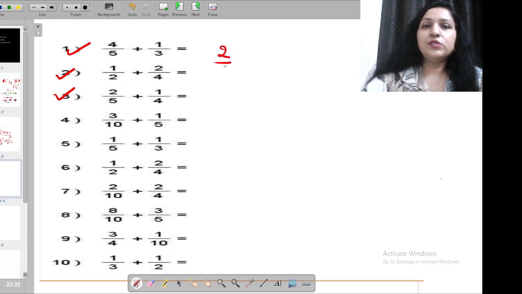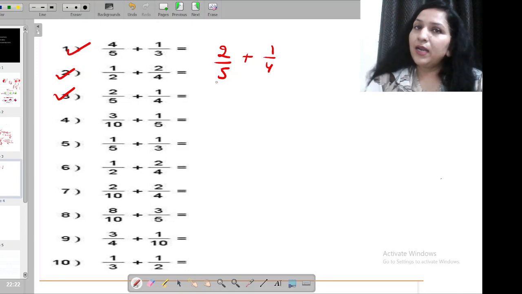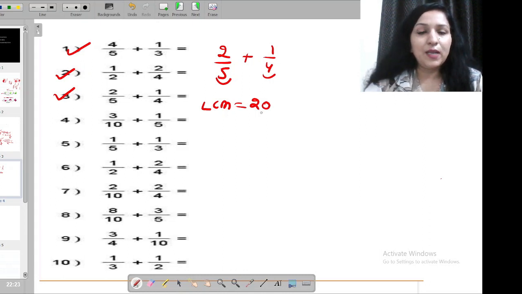So question here is 2 upon 5 plus 1 upon 4. They are unlike fractions. So we need to find the LCM of these two numbers. When there is no common factor between 5 and 4, you just multiply these numbers. That's your LCM. Okay, there is nothing common between the two. I just take the product. If you cannot do it directly, then find the LCM. LCM of 5 and 4 is 20. That means both the fractions should have the denominator as 20.